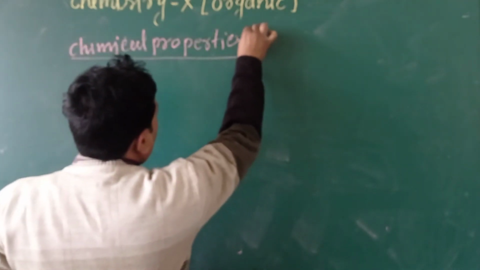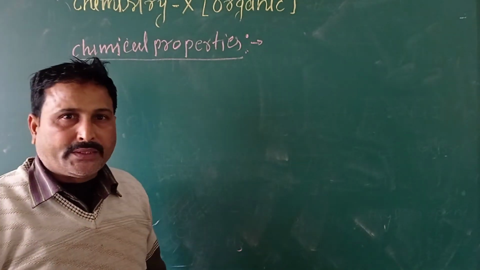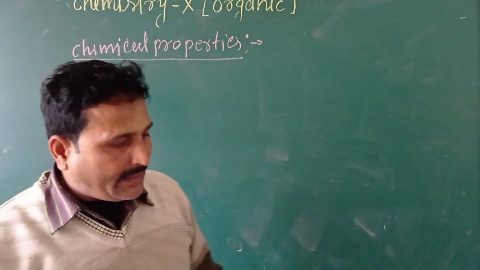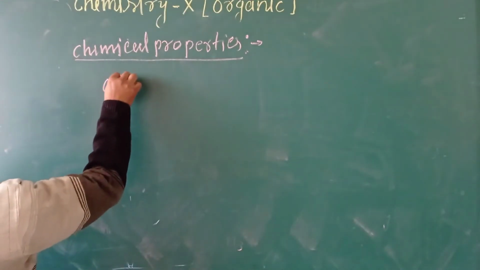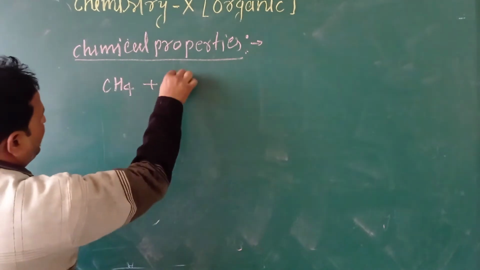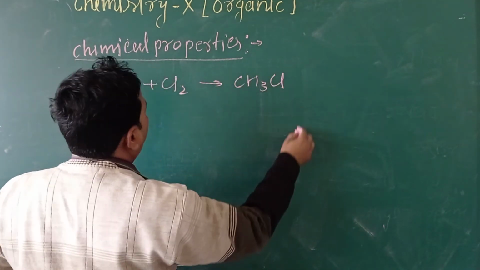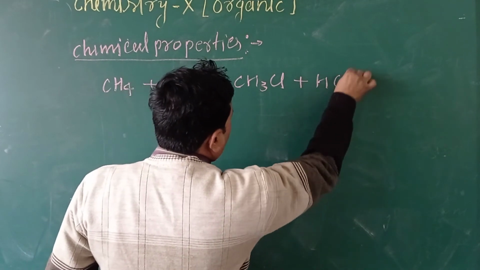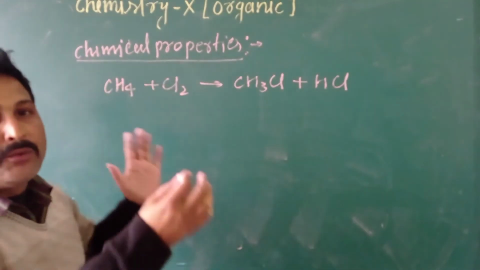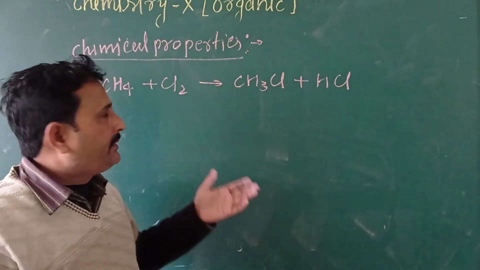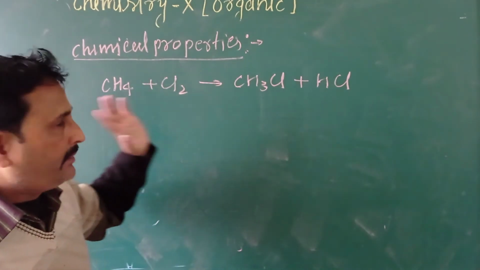About these chemical properties, the first reaction is substitution reaction, that is called halogenation. When methane reacts with a halogen, chlorine, it forms methyl chloride and HCl, hydrochloric acid. This reaction is called halogenation. Addition of halogen is called halogenation. This reaction is also known as substitution reaction.